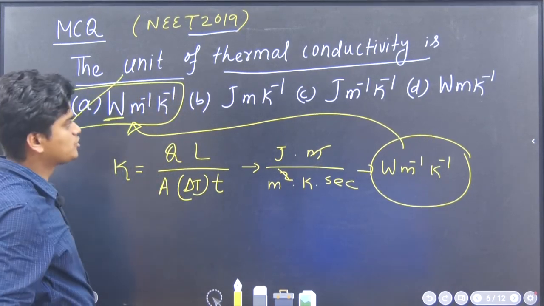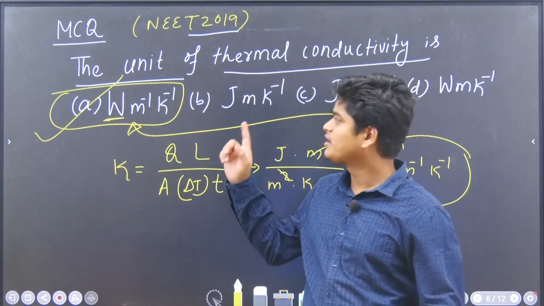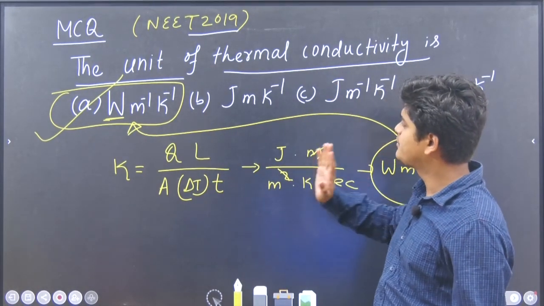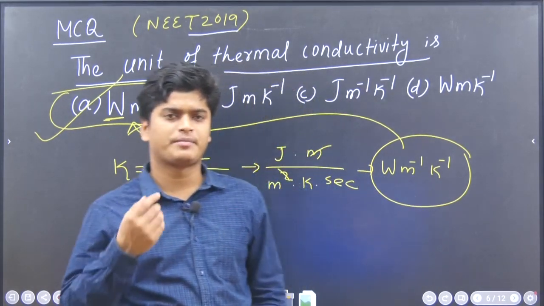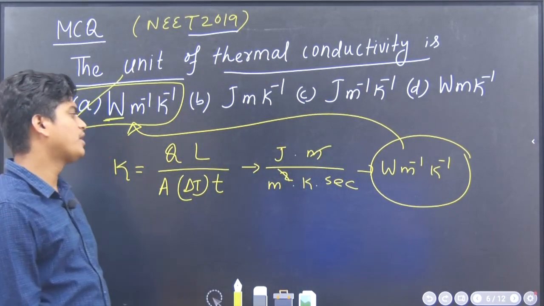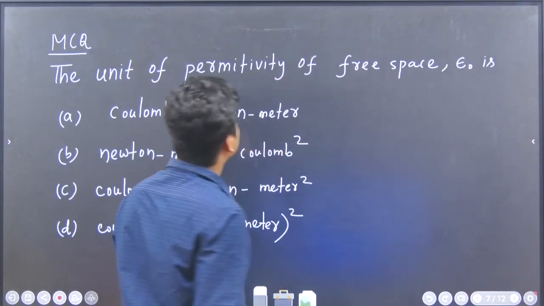Option A. So thermal conductivity, just now we discussed in the previous slides, the unit of thermal conductivity, or coefficient of thermal conductivity, is what basically? Watt meter to the power minus 1 and Kelvin to the power minus 1. So option A. Now we will go to the next question.